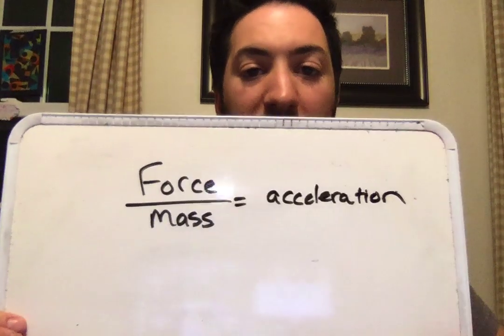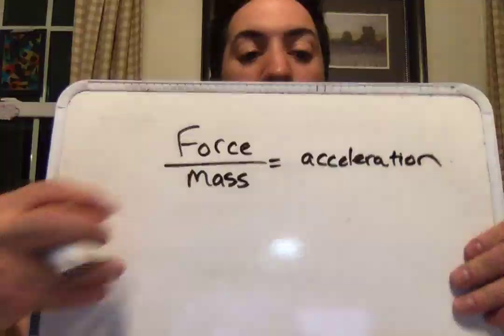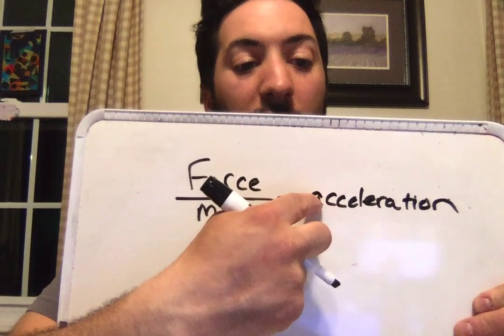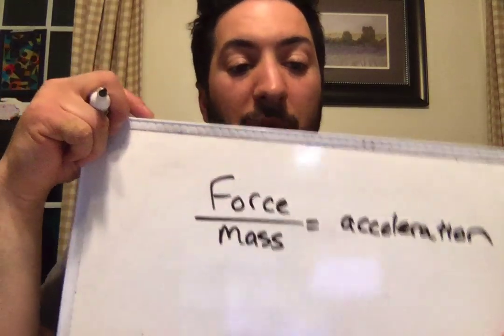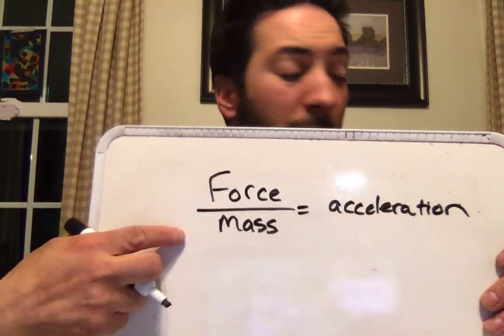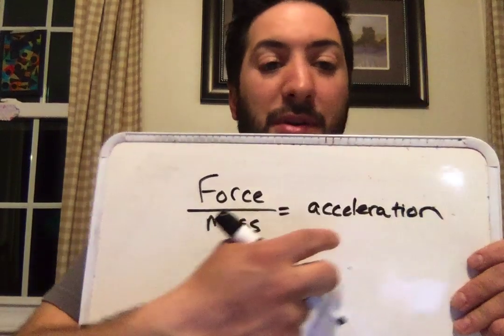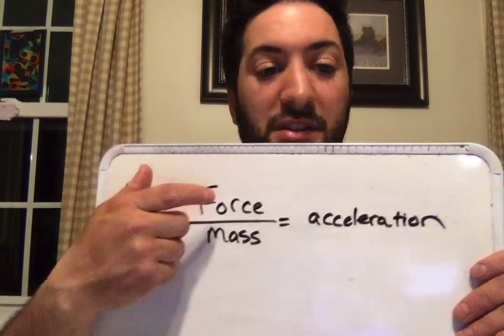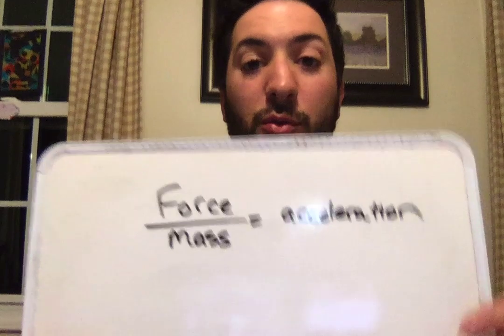Force divided by mass equals acceleration. So according to that, remember the top was the 20, the bottom was the 4, and the acceleration was the answer, right? If I make the bottom bigger, what happened to the answer? The answer got smaller.